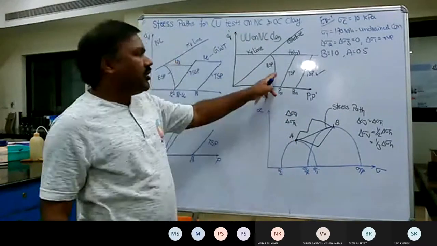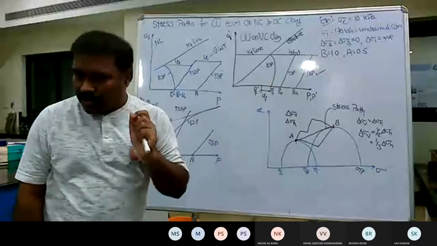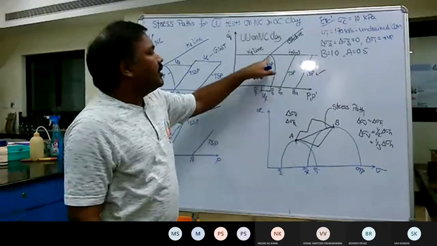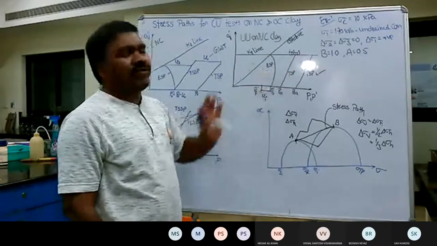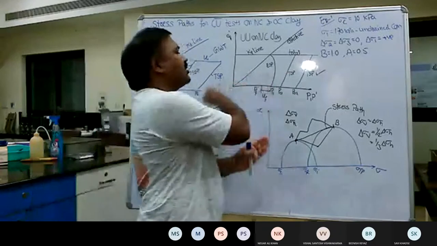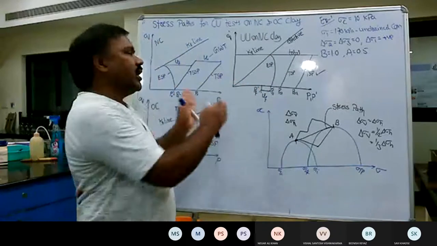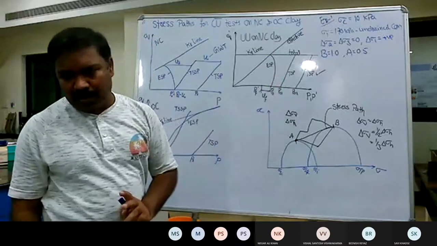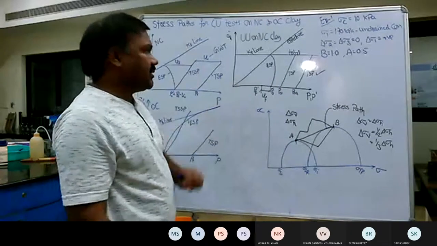But suppose at any point of time you are interested in allowing the dissipation of the pore water pressure, then suddenly you are converting the stress condition from total to effective. So this effective stress condition for normally consolidated clays always exists on the left side of the total stress path. Okay, but there is one more condition that you need to understand.